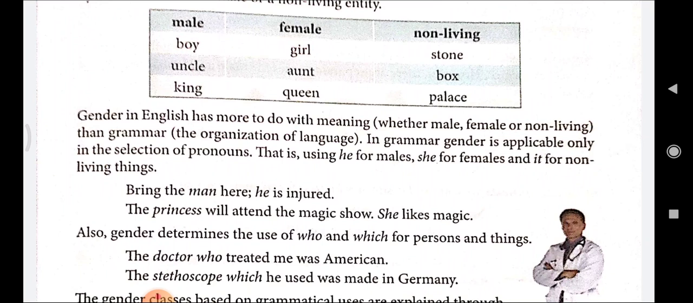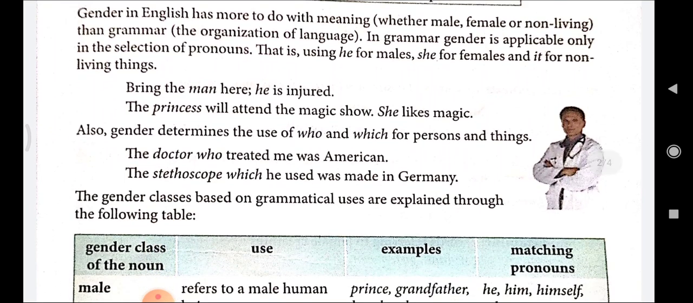Also, grammar determines the use of who and which for persons and things. So when we need to determine which things are used and by whom it is used, we use who for persons and which for things. The example given here is, the doctor who treated me was American. So with the reference to doctor, we used who in order to represent him. And the second thing is, the stethoscope which he used was made in Germany. So with the reference to thing, that is stethoscope, we used which.